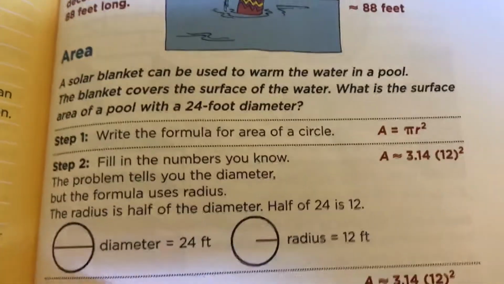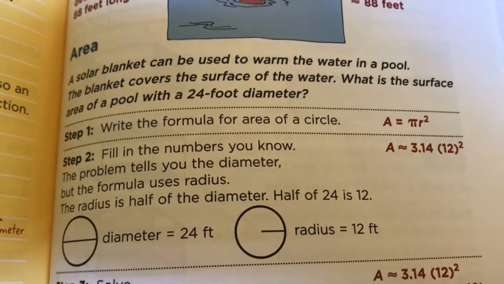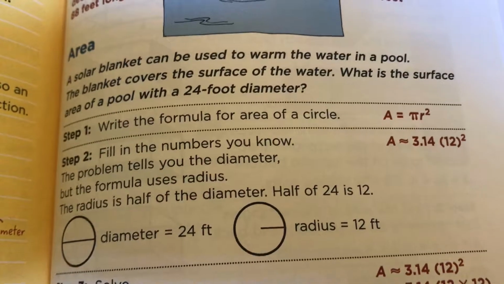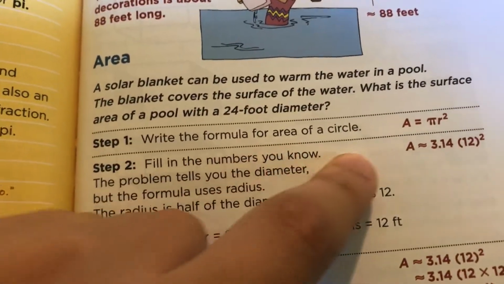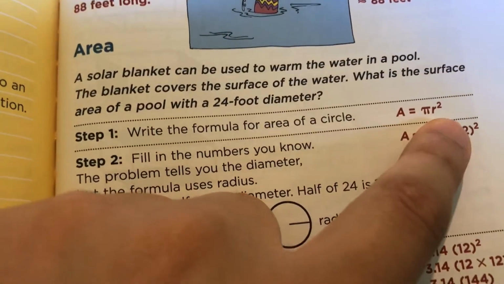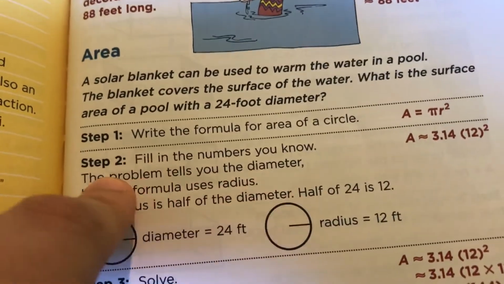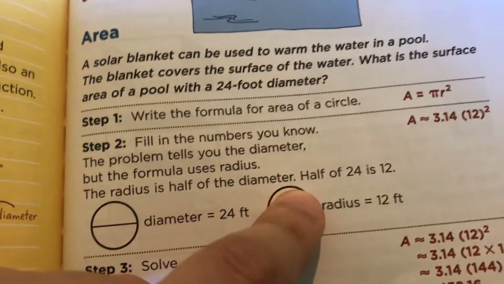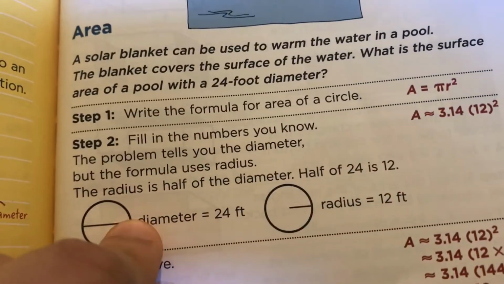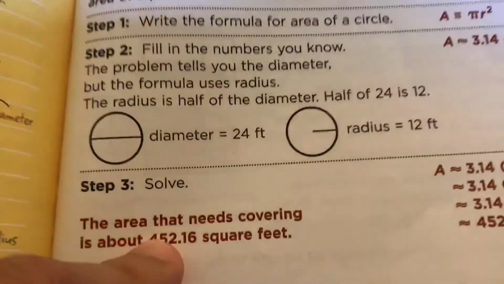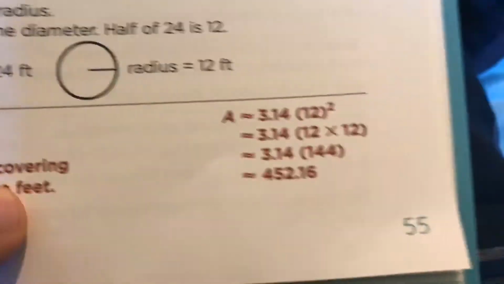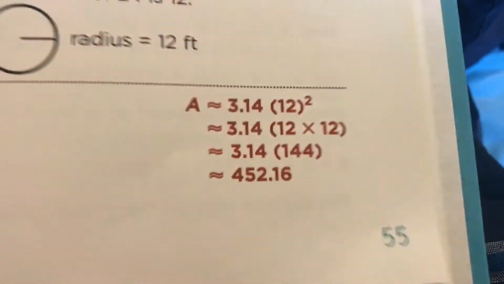Area. A solar blanket can be used to warm the water in a pool. The blanket covers the surface of the water. What is the surface area of a pool with a 24-foot diameter? Write the formula for the area of a circle. Area equals pi radius squared. Fill in the numbers you know. The problem tells you the diameter, but the formula uses radius. The radius is half the diameter. Half of 24 is 12. So, solve. The area that needs covering is about 452.16. So, that's how we do it. And that's our answer.